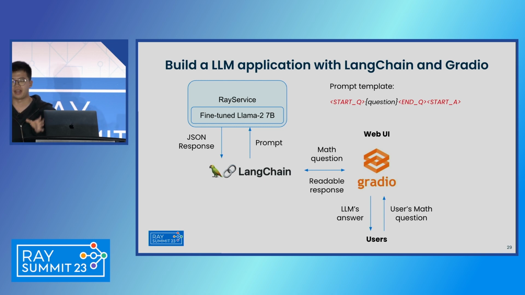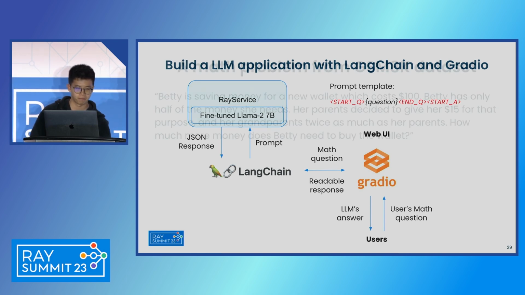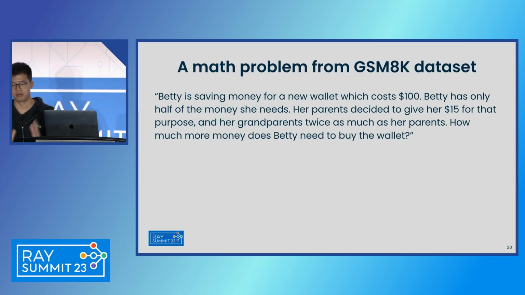LangChain will use a prompt template as we showed in the slide. This is how we fine-tune our model, so that's why we use this prompt template. And this is the math problem that we will use. It is the same as one from our math dataset, and the answer is 5. It's a pretty simple math question.